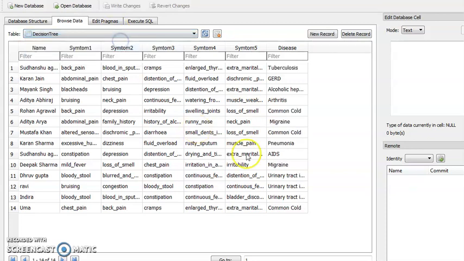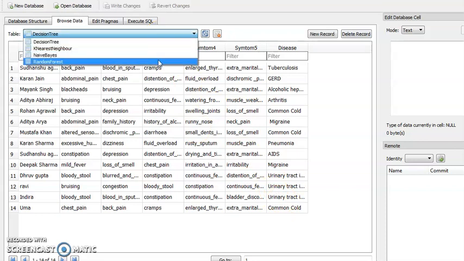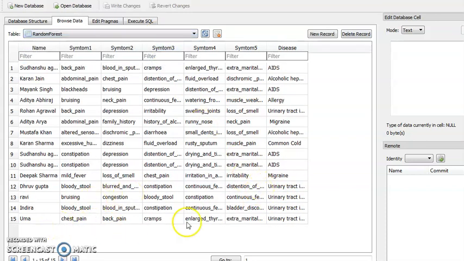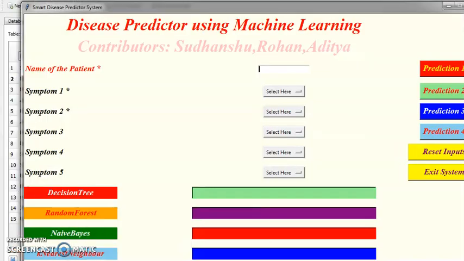We'll talk about decision tree. Then it has predicted the common cold and urinary tract infection. Going through the random forest, it has shown us the disease urinary tract infection. So we have created this database with 4 different tables, and the first column here is the name of the patient. Then the next columns are the symptoms, symptom 1, symptom 2, symptom 3, symptom 4, and so on, and the disease at the last, which we have predicted from the software. So this is all about the GUI and the database system.